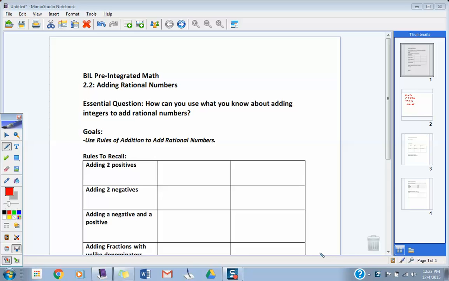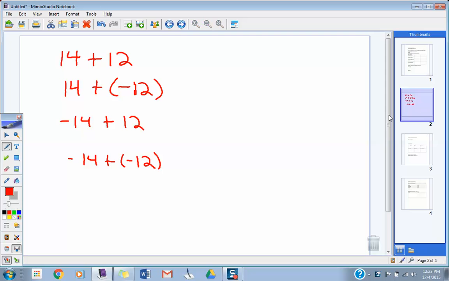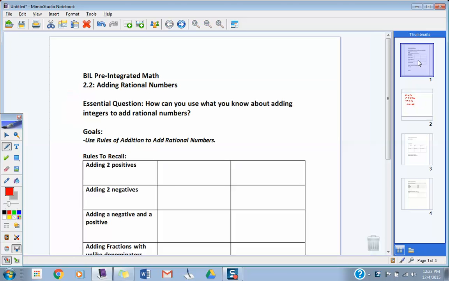Going to start looking here at 2.2. We're going to start looking at adding some rational numbers. We've done some stuff with integers in the past. And what we want to look at doing today is adding rational numbers, according to the title here. And I want to ask you guys, how can you use what you know about adding integers to add rational numbers? And we're basically going to be applying a lot of this rule stuff like we did in these examples right here to be able to do that today.